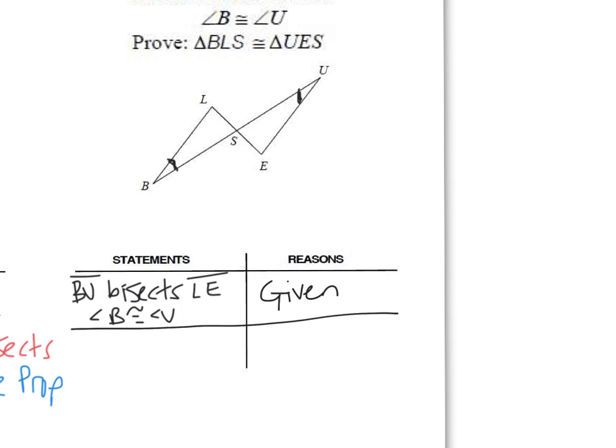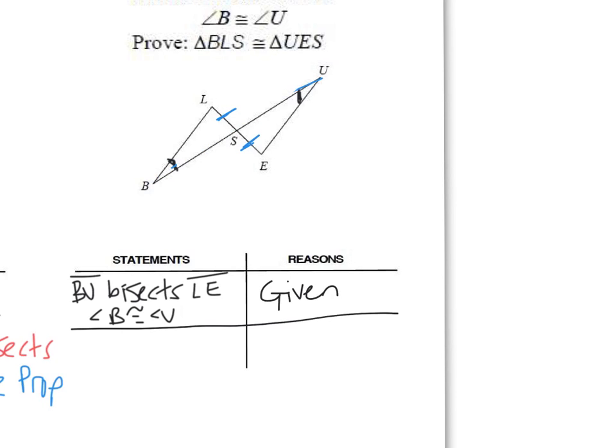So we've marked angle B is congruent to angle U, so let's look at the bisects. BU bisects LE. So that means that the segment LE is being split up into two equal parts. Now, this is different than the first problem where the two segments were bisecting each other. In this one, BU is bisecting LE. It does not necessarily mean, before I've proved it, that LE is bisecting BU. So we can only mark this one thing as congruent. So let's add that line to our proof.